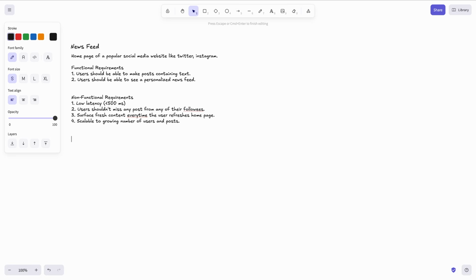Alright, we have defined what our system needs to do. Now let's think about how a client, like a mobile app or a web browser, is going to talk to our backend. This is where we define the APIs. APIs are the contract between the client and the server, so they are a crucial first step. Let's start with the write API first, that is the one that handles a user creating the post.